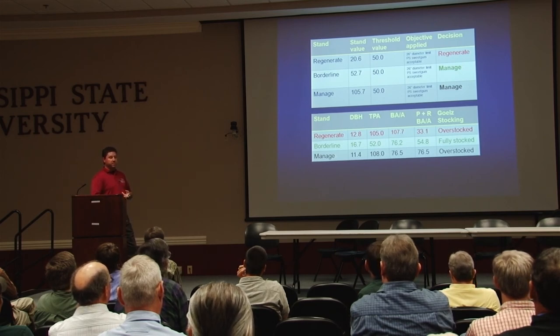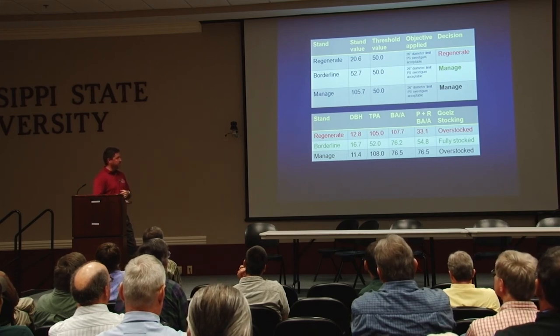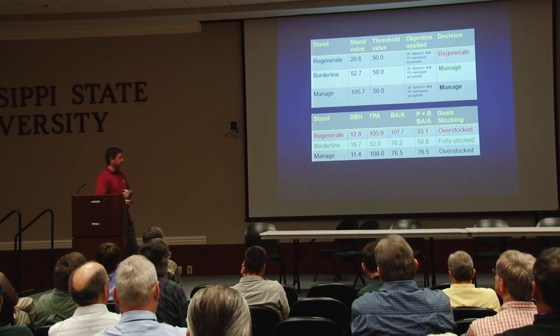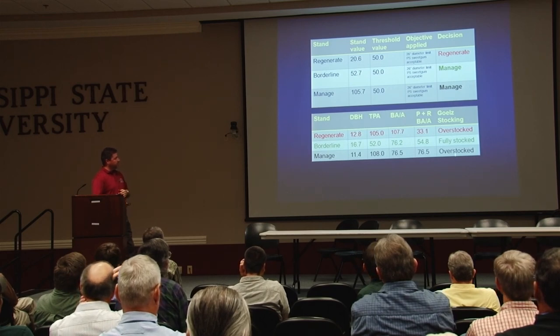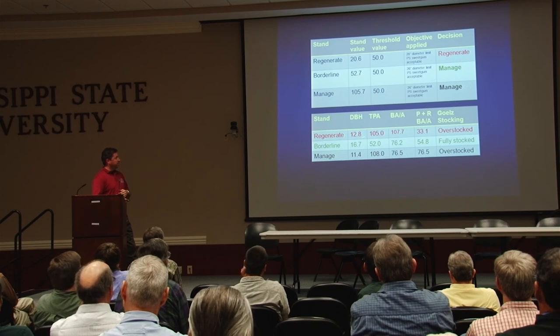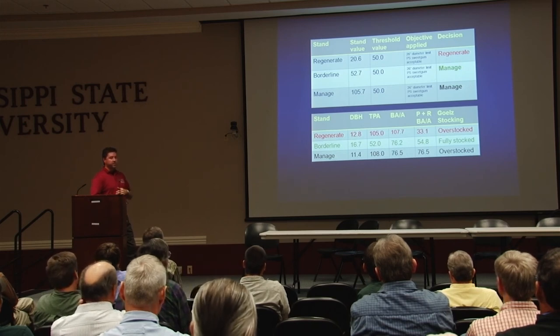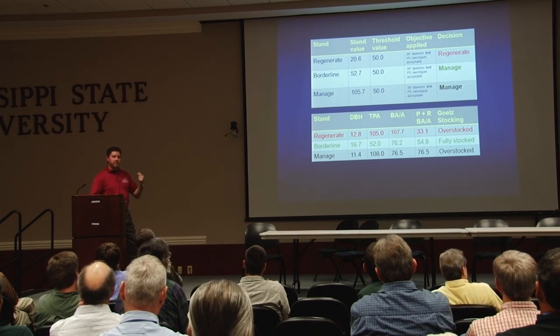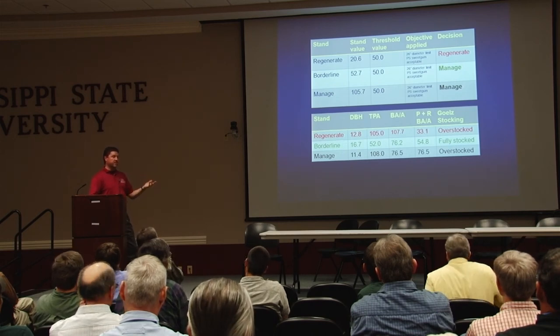The stocking of desirable species, because let's go down here, all of these stands are either fully stocked or overstocked. This is real data; we went out and took the data. Our regenerate stand had an average DBH of about 13 inches and 105 trees per acre. So just looking at stocking guidelines, we're stocked.